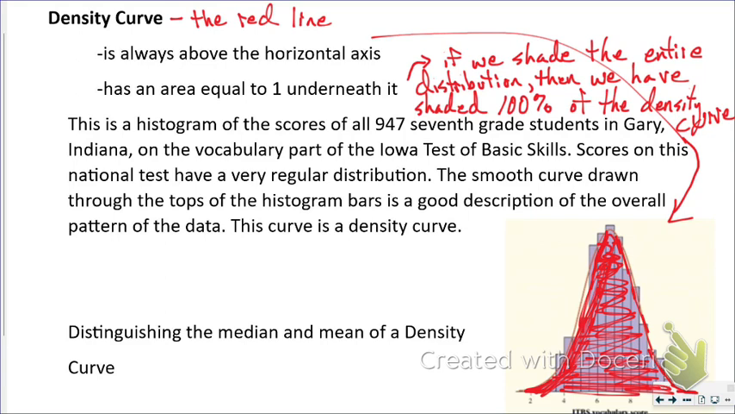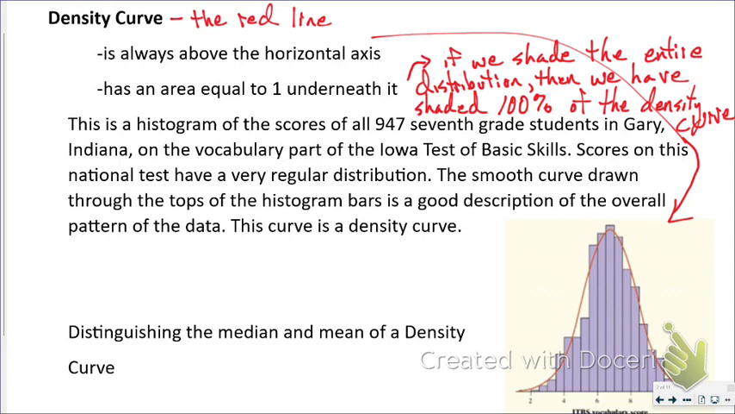Think of it as if I throw a dart somewhere under that red curving line, it is 100% probability that I'm going to hit somewhere under that red line. I hope that makes sense. That's what the area refers to as probability.